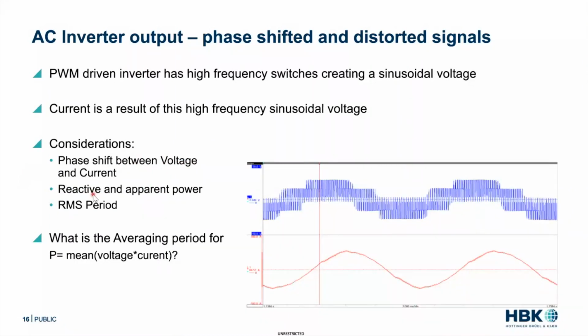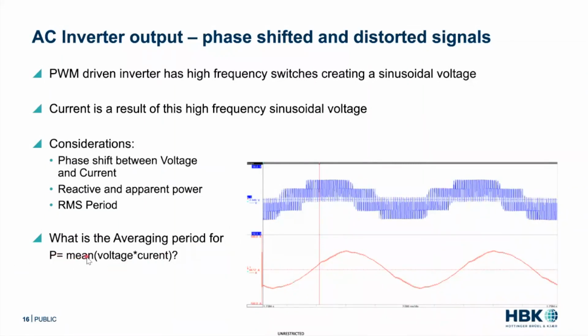We also need to consider, are we just looking at real power, or do we also care about reactive power and apparent power? Do we care about RMS? Because all of these things need an averaging period. You want to start really boggling your head and falling asleep at night, think about instantaneous reactive power. So we have to ask ourselves with this AC wave, what is our averaging period?